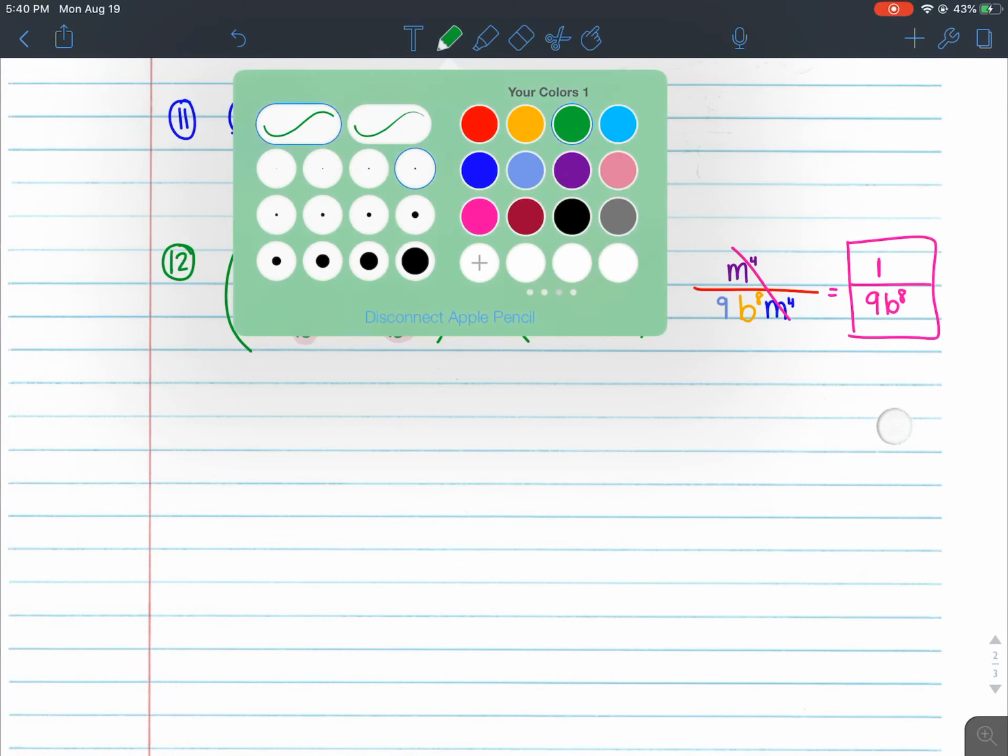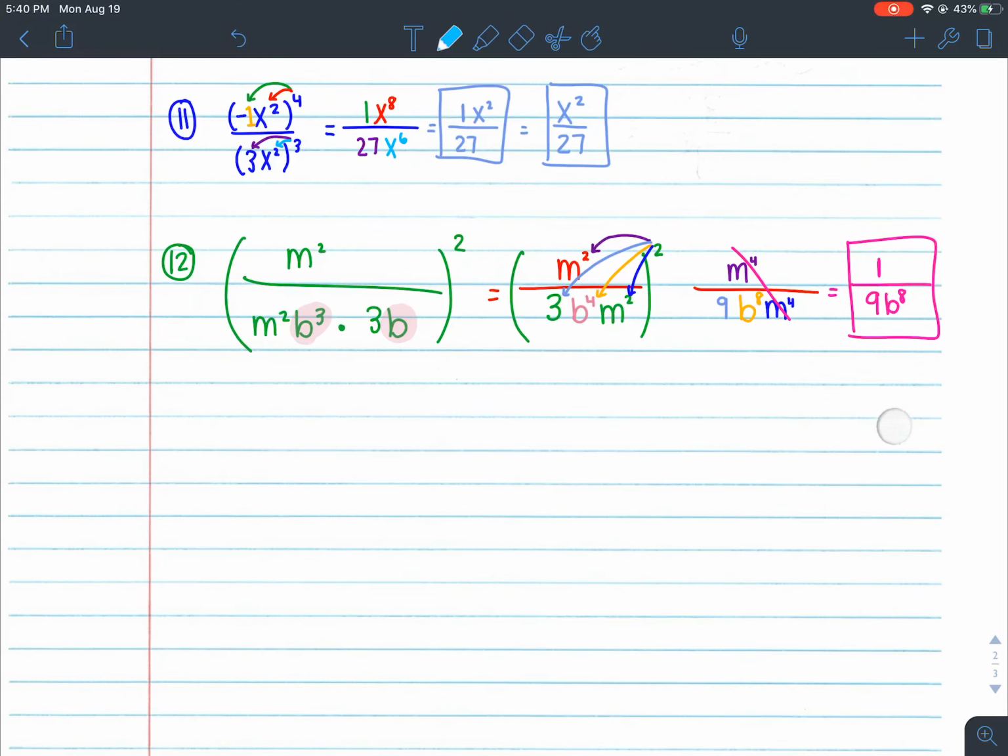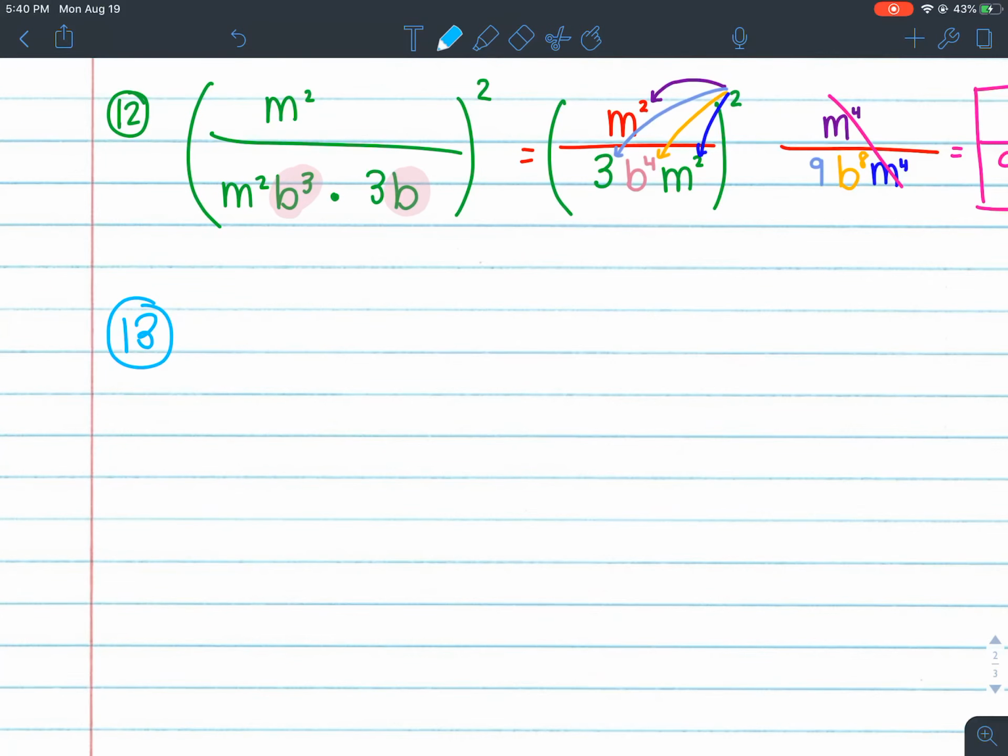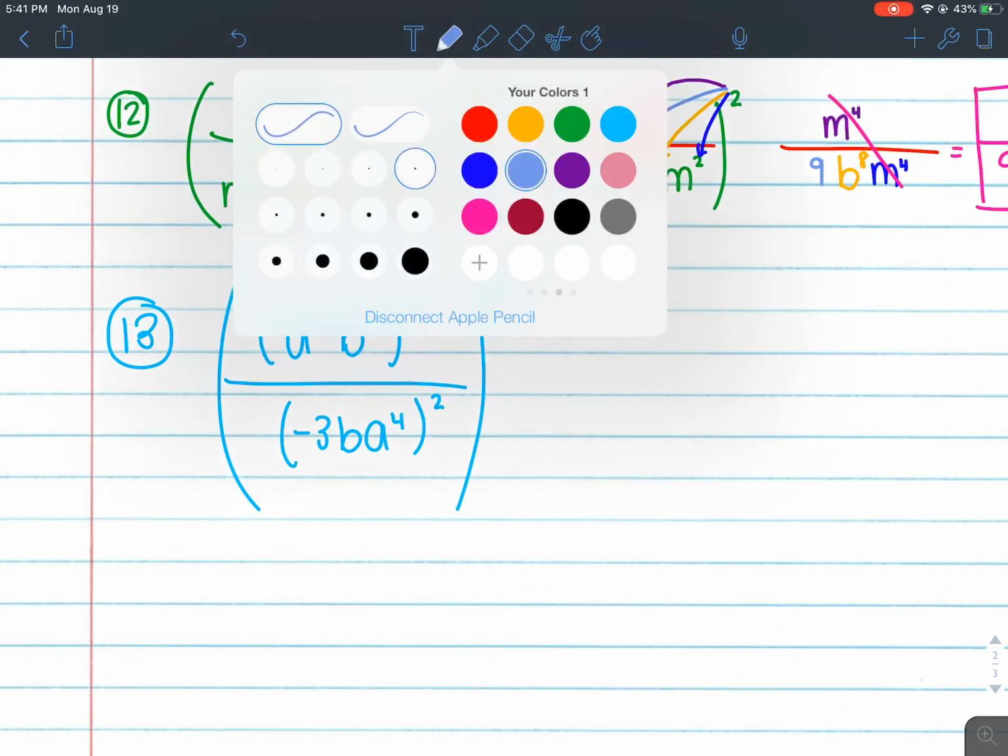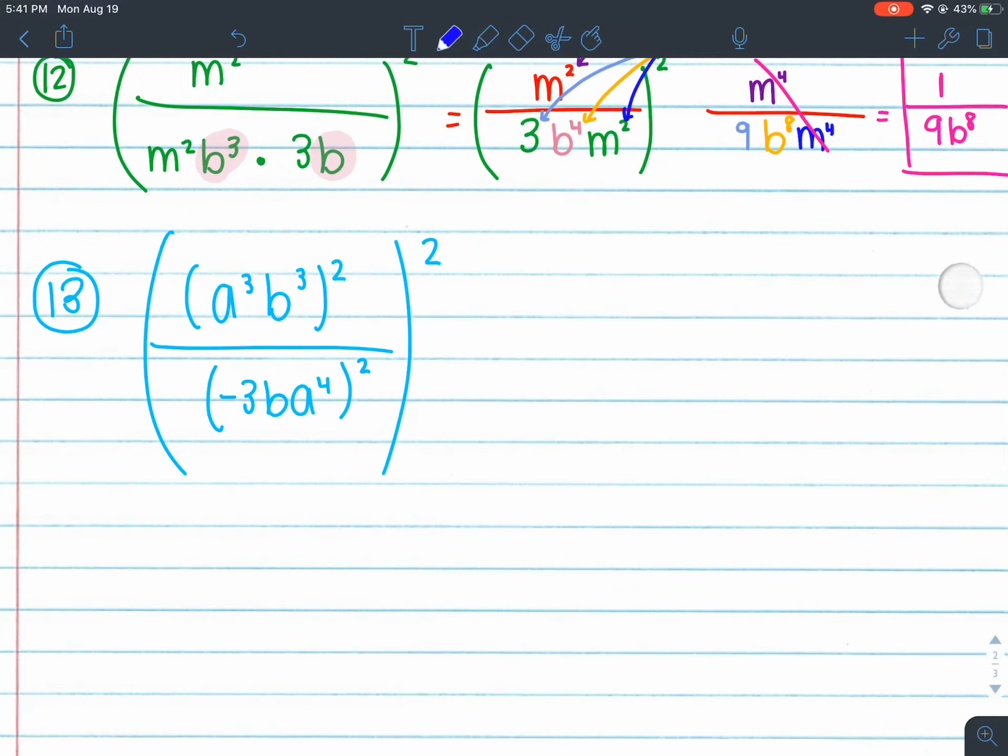All right, last one. Number 13. So this one's a big one, all right? So actually, I'll just do these separately. A cubed, b cubed, squared, negative 3b, a to the 4th, squared, and then all to the power of 2. So this one's huge. So there's lots of parentheses with this one. So remember, you're going to isolate as much as you can.